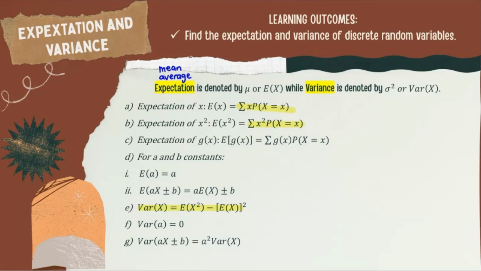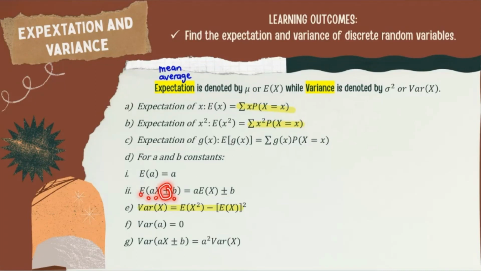Okay, so berdasarkan these two formulas, kita ada karakteristik ataupun properties yang melibatkan expectation dan juga variance. So for expectation of a constant, we will get directly its constant. E of A akan dapat A. Tapi kalau E of AX, we plus minus with a constant B.